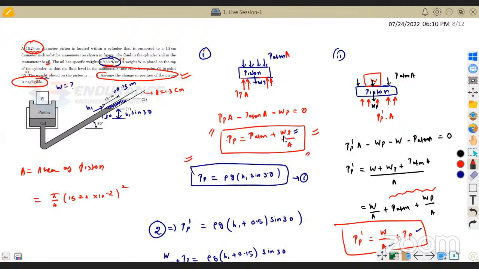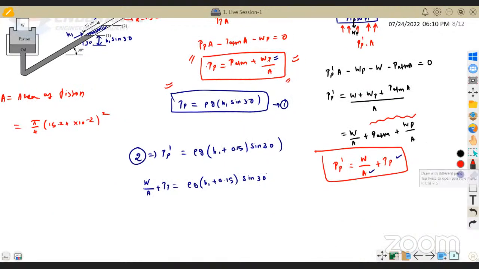Jagan, I hope you got it. They are asking us to neglect the change in the position of the piston. Since we neglect it, we are not going to consider that change in this H also. The position remains almost the same, so this H1 is also not going to change. Let me just proceed.